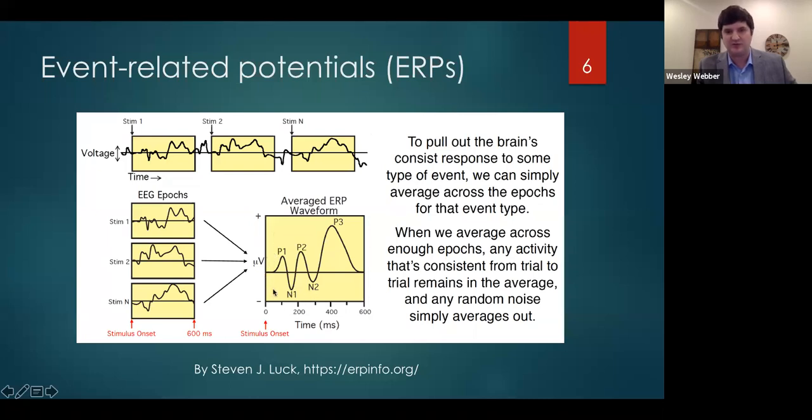So we end up with something like this, which is called an averaged ERP waveform. And you can see generally, these things look a lot smoother. We call that clean data. We've averaged out random stuff, and we've got the consistent response in a given condition.